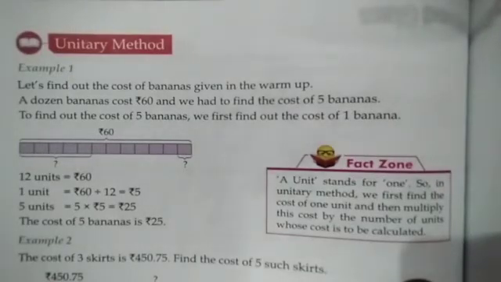Unitary method means a unit means 1. Then we will find the cost of any one unit, one number, one thing. First we find the cost of any one thing, and then we find the cost of 5, 10, any number of items. That is the unitary method.